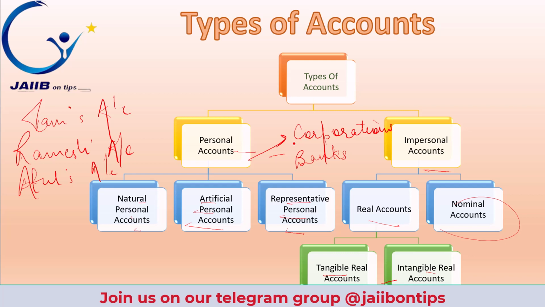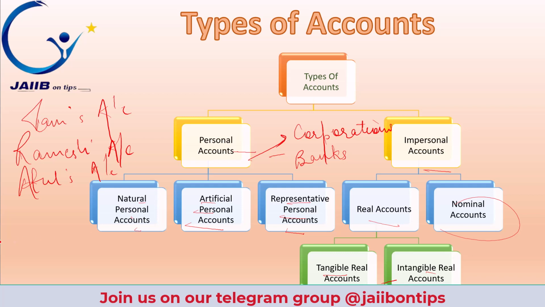The third one is representative personal accounts. This category involves consolidating accounts of multiple individuals or entities which share characteristics. Rather than maintaining separate accounts for each party, transactions involving multiple stakeholders are aggregated under a common title. An example could be a rent outstanding account, representing various property owners owed rent.